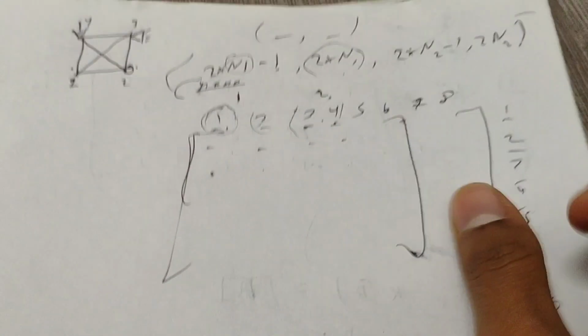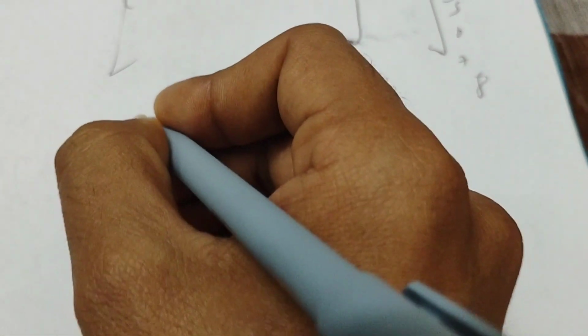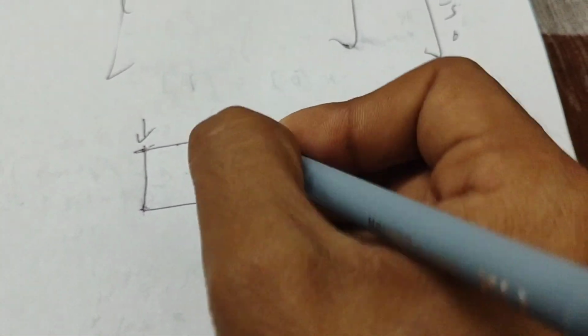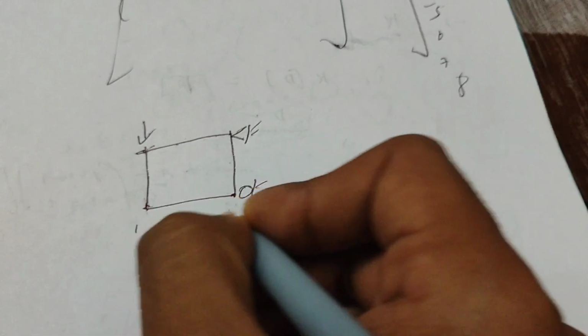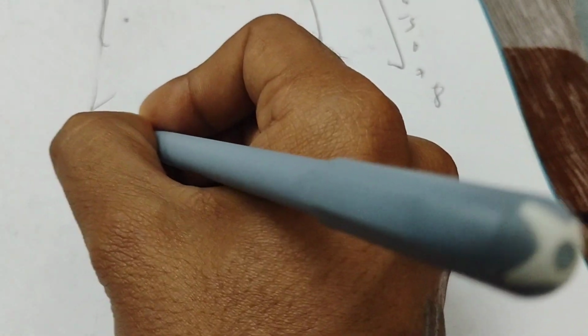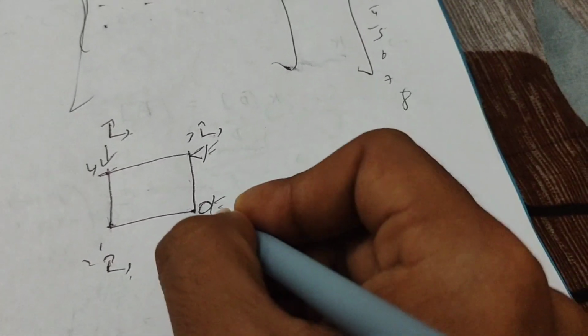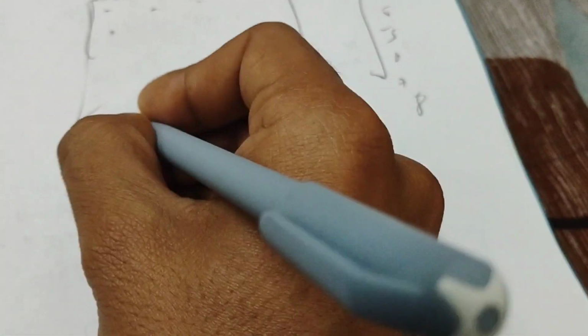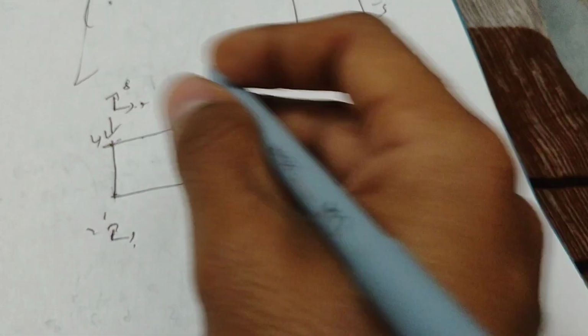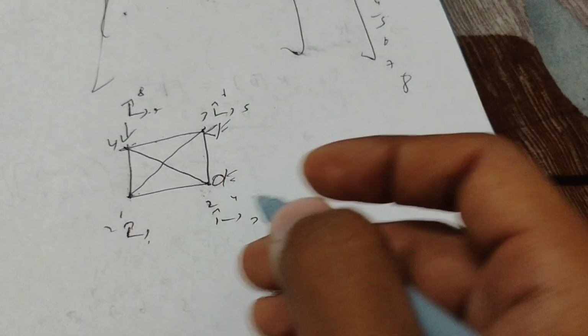So in this case, we are going to solve this problem. This will be 1 2 3 4, and this will be 1 2 3 4 5 6 7 8. Then we will solve, these are also connected. We will solve this problem.